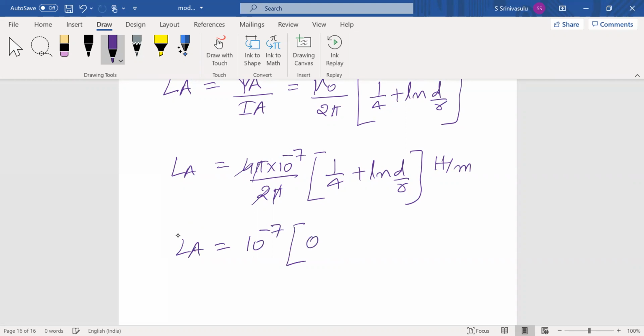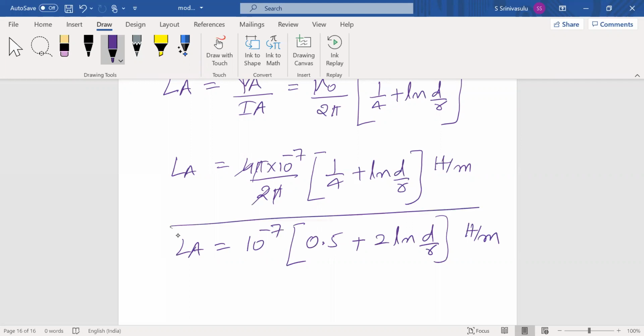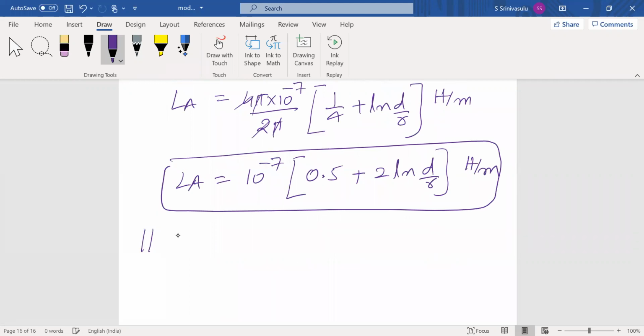1 by 2 we can write as 0.5 plus 2 into half, because this is the inductance per conductor. Half conductor. It is a symmetrical spacing. Similarly, if you do it, L_B also equals L_C, that is also equal to L_A. Means in case of symmetrical spacing, the inductance per conductor are equal. If you do that one, we'll get the same thing. But you are not doing that one.